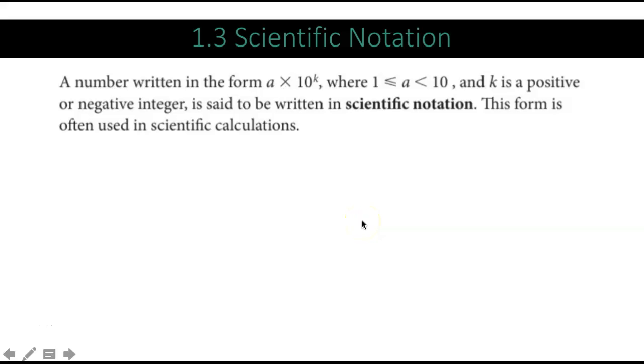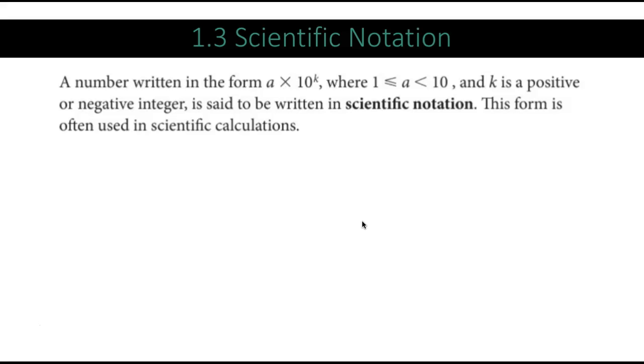Section 1.3 is on scientific notation. Remember that a number written in the form a times 10 to the k, where 1 is less than or equal to a less than 10, and k is a positive or negative integer, is said to be written in scientific notation.